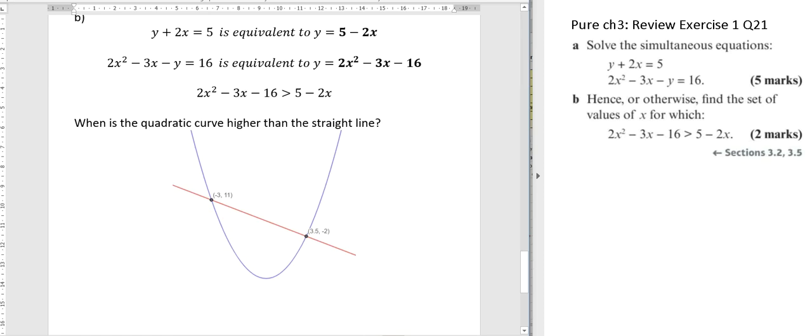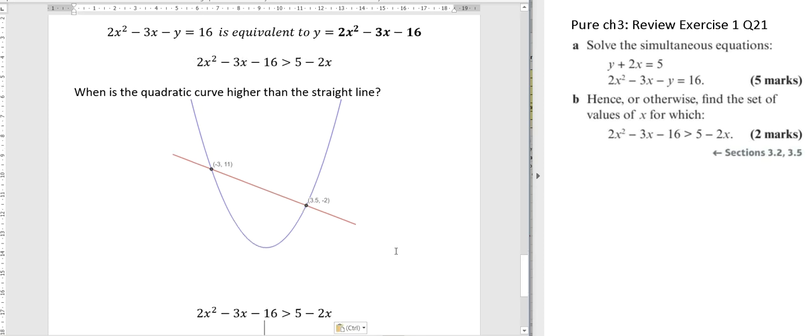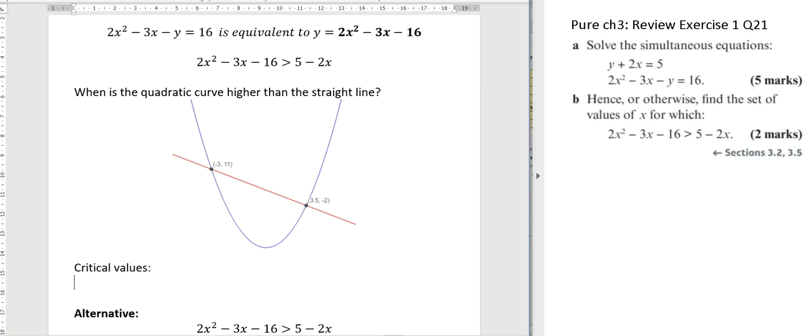This is why it's a hence or otherwise question. You could rearrange this and solve it directly as a quadratic inequality in its own right. If you were just given this question without being given the other one, you could solve it in your own way. So I'll show you that in a moment as the alternative approach. However, since you've already solved an equation that turns out to be basically the same equation, you've got the critical values for this inequality. You've got them already.